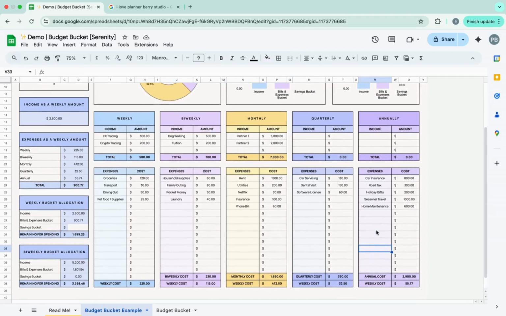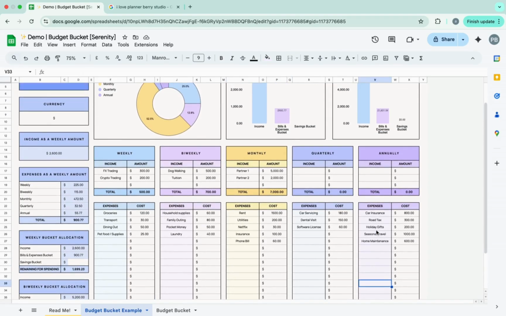Alright, so just for demo purposes, I'm going to indicate a few entries together with you guys. So I know I have a gym pass that happens on a weekly basis. That is for $15. Also, I have my Prime subscription, which I pay for on a monthly basis, and I know that is $24.99. And also on the annually, I know I get tax returns, and that is usually around $1,000 each year.